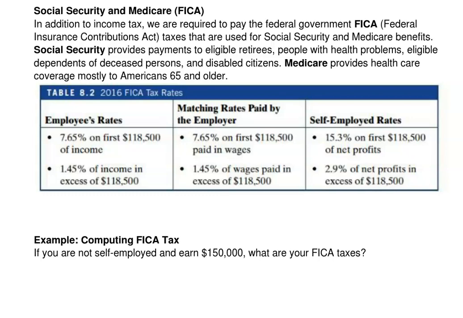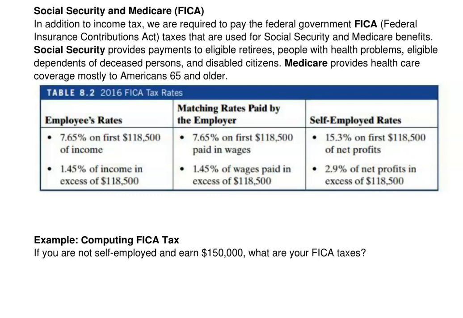Social Security is like a retirement fund, so that when you reach a certain age of retirement, you will have a source of income, and that source of income will be the money you paid in for Social Security. Medicare is your health insurance that you get when you retire, because you'll still need medical care, and you've paid for it throughout your working career by paying into Medicare. So in addition to income tax, we are required to pay the federal government FICA, which is Federal Insurance Contributions Act, I never knew what that meant, taxes that are used for Social Security and Medicare.